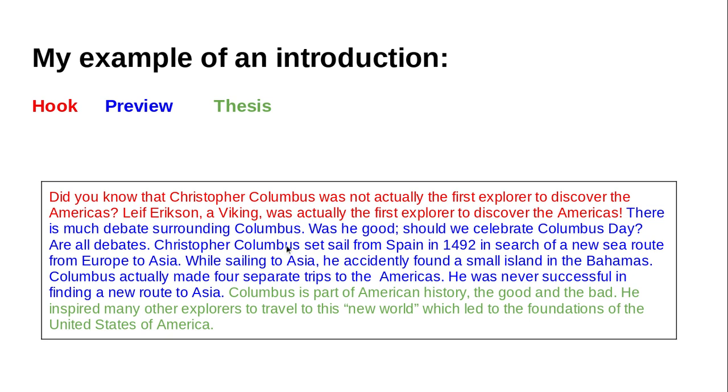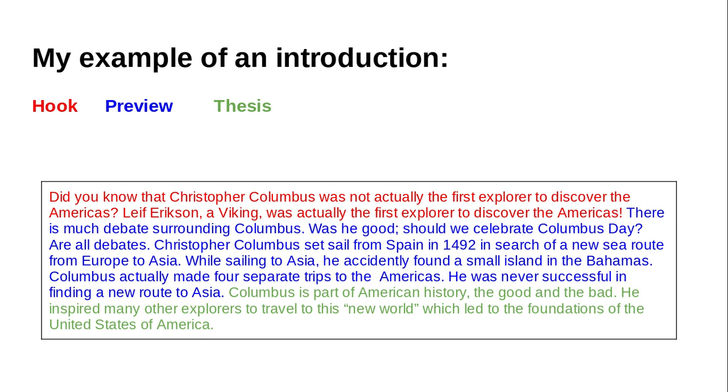From my preview, I go into there is much debate surrounding Columbus. Was he good? Should we celebrate Columbus Day? Are all debates. Christopher Columbus set sail from Spain in 1492 in search of a new sea route from Europe to Asia. While sailing to Asia, he accidentally found a small island in the Bahamas. Columbus actually made 4 separate trips to the Americas. He was never successful in finding a new route to Asia. That's my preview, what my paper is going to be about.